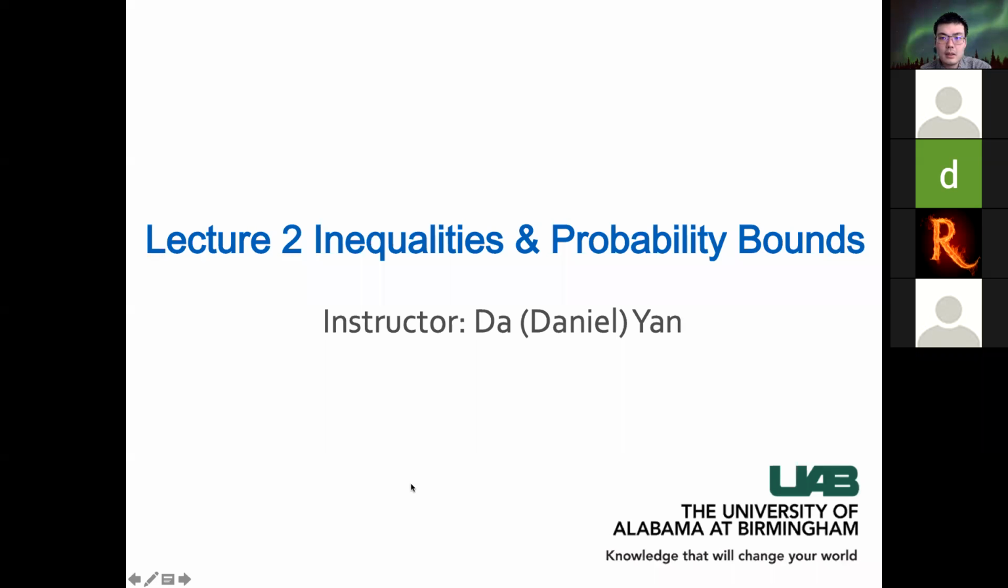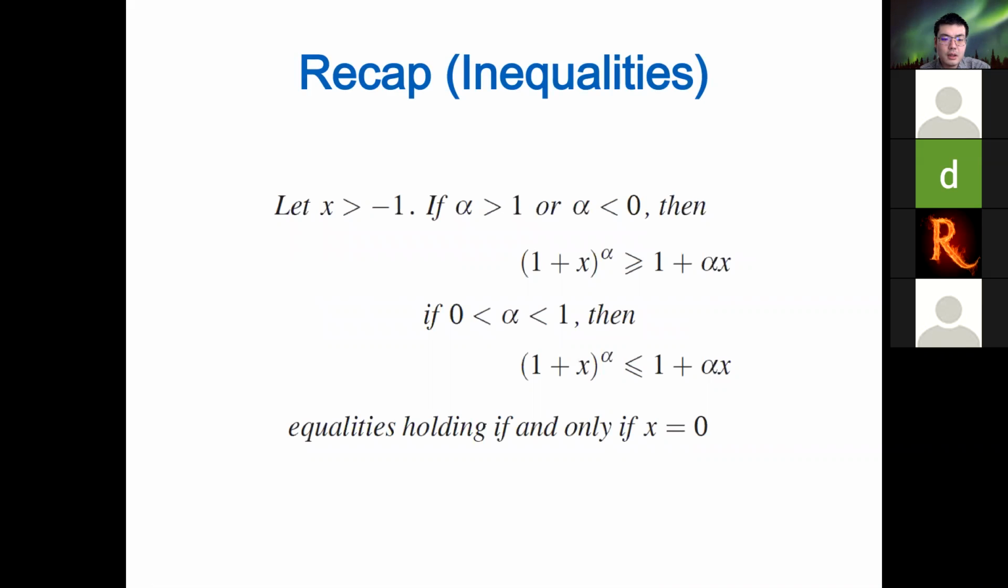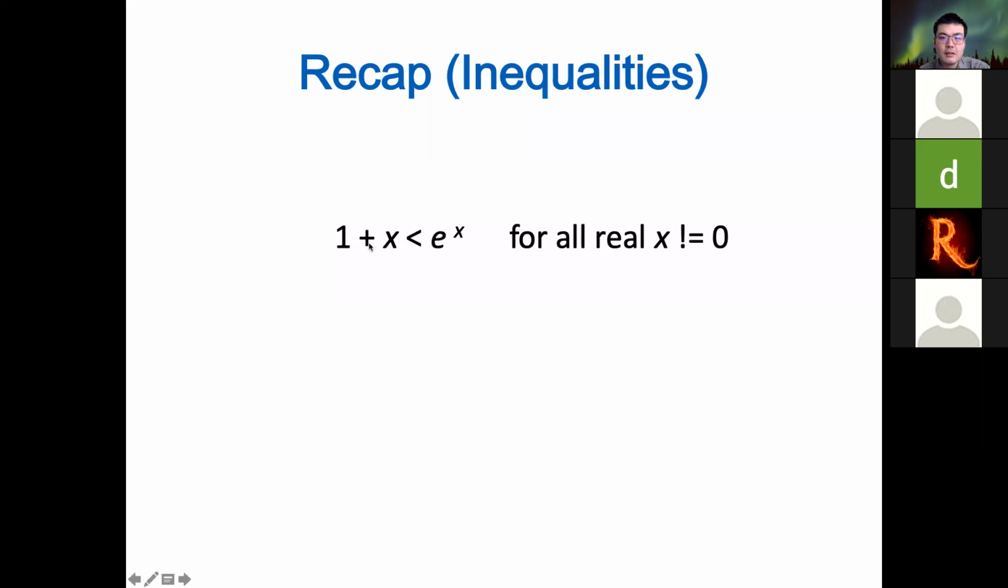So last time we talked partially about inequalities and probability bounds, right? And we have reviewed a lot of important inequalities. Those inequalities will be used. This is the generalized Bernoulli inequality. This is just the very common inequality: 1 plus x is less than e to the power of x.